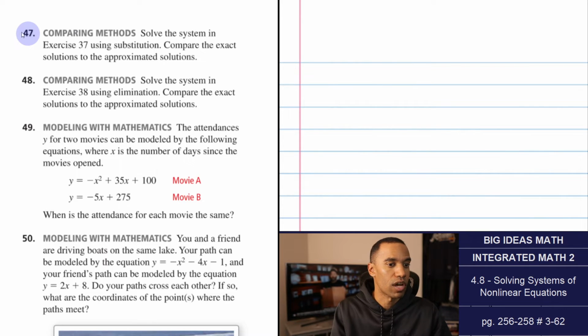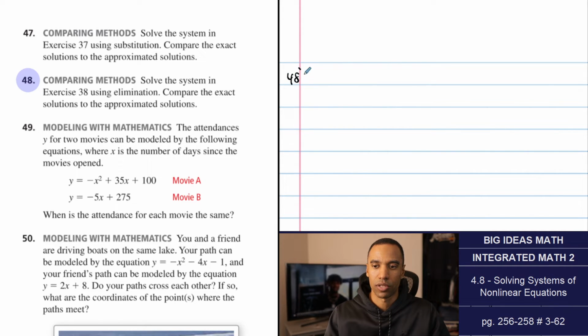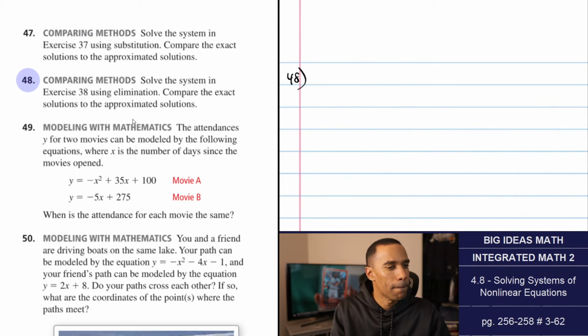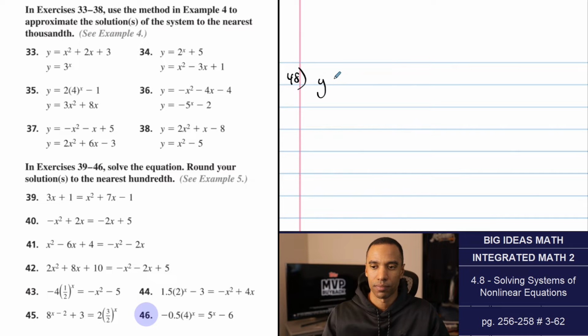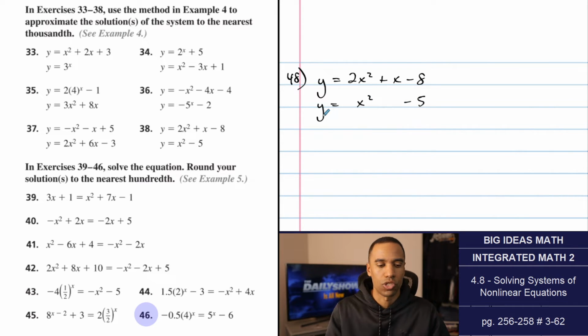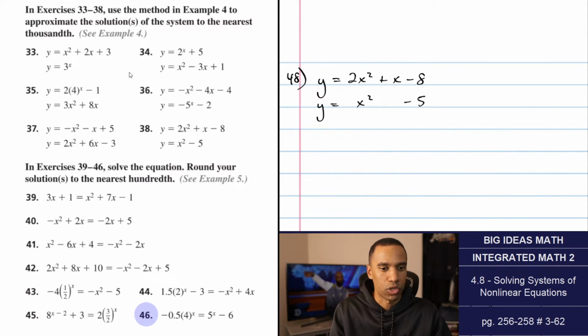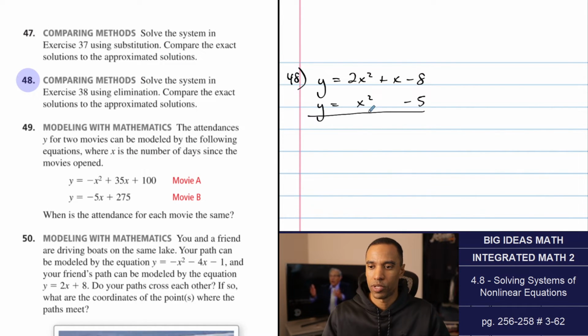All right, number 48. Well, here's another one. Solve the system using elimination. Compare the exact to the approximated. It's okay, it's more of the same. But let's look at what those problems were. It said 38, right? Y equals, let's just write this down. Y equals 2x squared plus x minus 8. I think I did use elimination at the time to get it to that stage. So we will. Let's just make sure we said 38 was the question. Yep. So let's use elimination there as we did before.